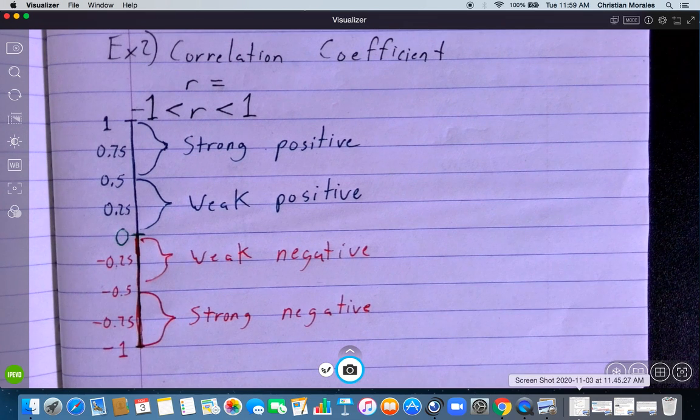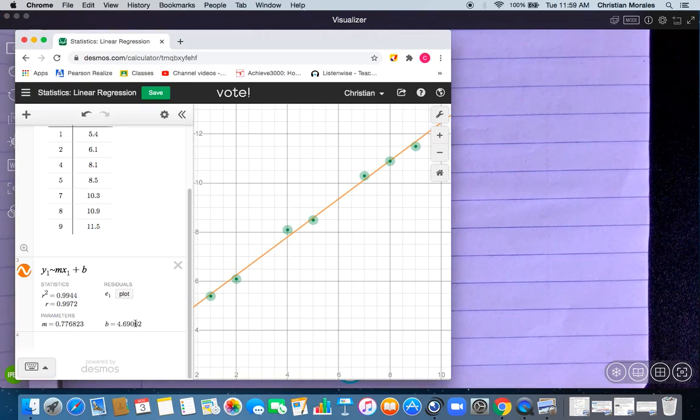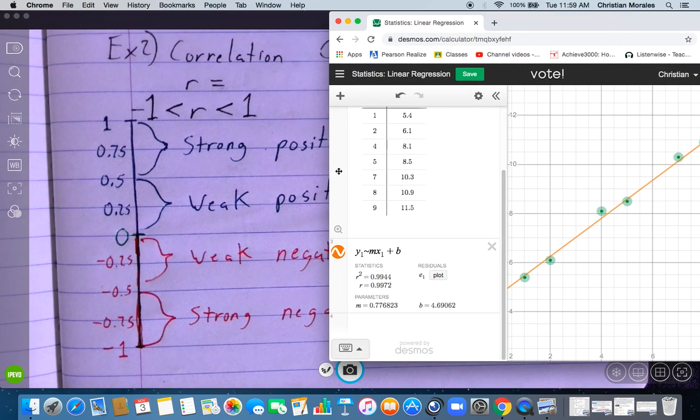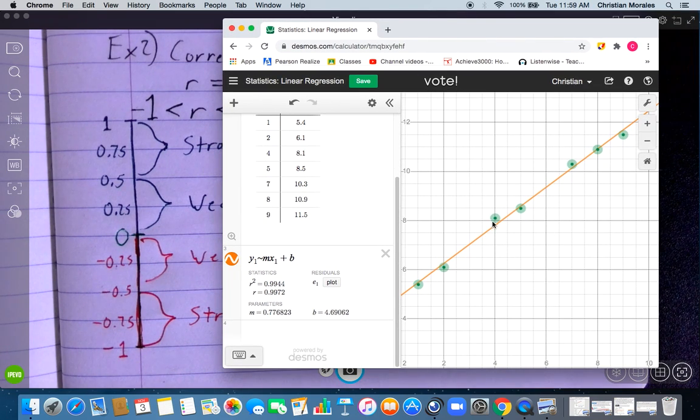So for example, in the graph that we had here, the R is right here, 0.99. If you look at that number, 0.99 would be very strong correlation. And what that means is, if you look at the points, they are very close to the line.